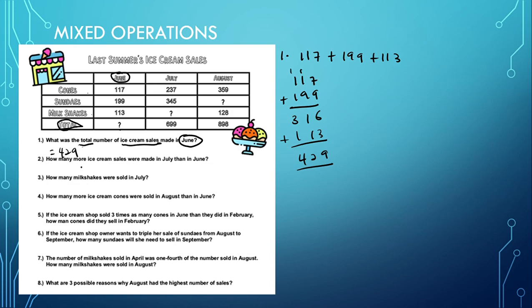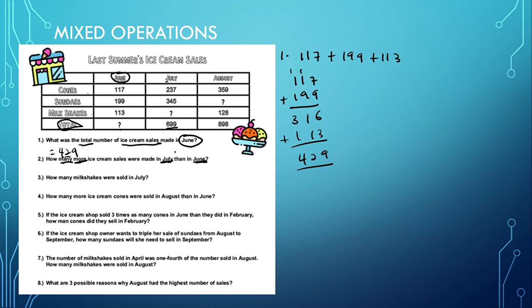So now number 2. How many more ice cream sales were made in July than in June? Okay, so you can see when the question asks you how many more, you have how many and then you have more here, meaning that is a comparison. It's a comparison between July and June. So how many more, meaning that they want you to find the difference of ice cream sold in July and June. June we already know the total number is 429. And July it's already given here, we have 699 total.